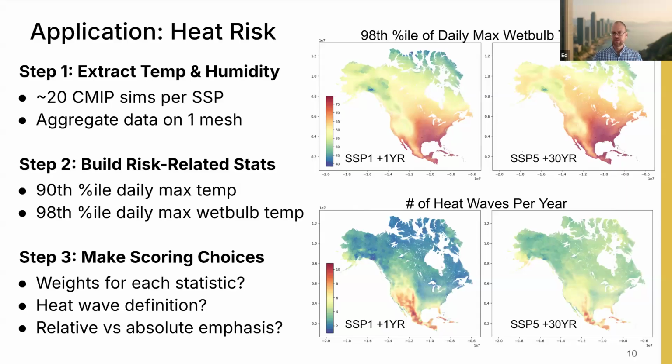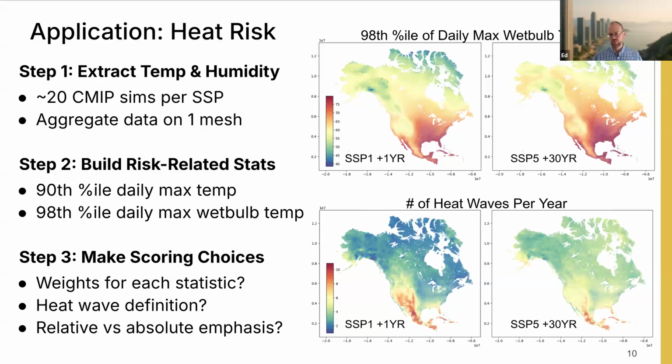I mentioned that the mesh is a fundamental part of the simulation. When we're talking about a CMIP ensemble with 30 or 50 different models from around the world, they've all used different meshes. So just dealing with the infrastructure to get that onto the same mesh is a little bit of work. And then we build risk-related stats.